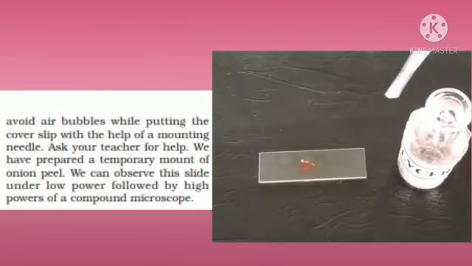Now take a glass slide and put a few drops of water on it. Now what we are going to do is transfer the peel onto that glass slide with the help of a camel hair paintbrush. Then we have to make sure that the peel is placed flat on the slide.